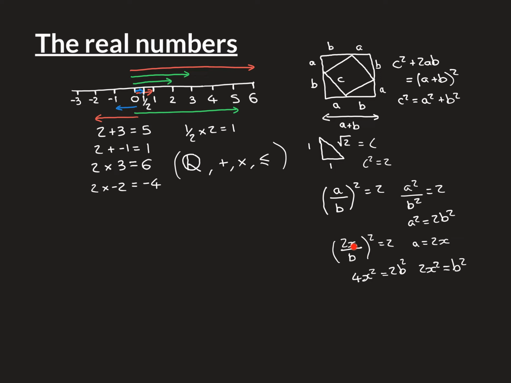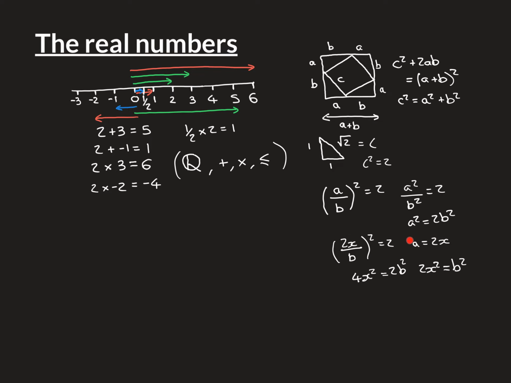Now put that back in place of a, so (2x) over b, square all of this, that's equal to 2. Multiply this out, you get that 4x squared is equal to 2 times b squared. Cancel the 2 and you then get that 2x squared is equal to b squared. That's a problem because that then implies the same thing about b. It implies that b squared is even because it's 2 times x, and again x was some integer here.